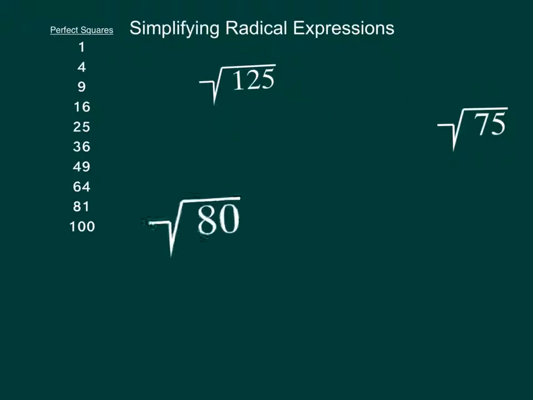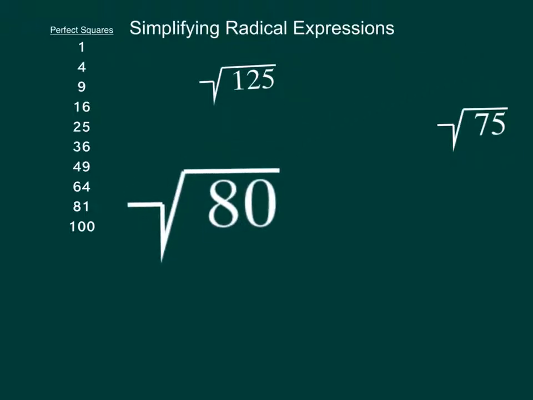Now let's try the square root of 80. The square root of 80 is an irrational number. It would equal a decimal if you type it in your calculator. So, we must look for a perfect square number that will divide into 80. As you go down your list, we know that 1 will not change it, but 4 will go into 80.